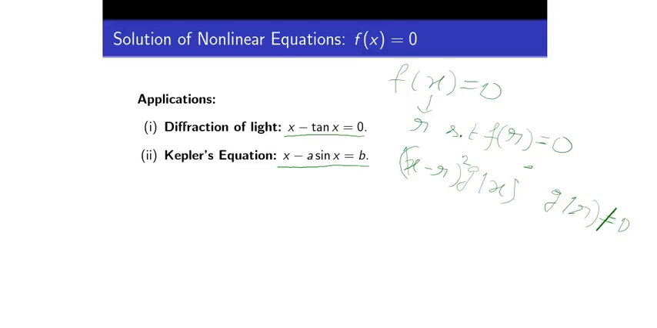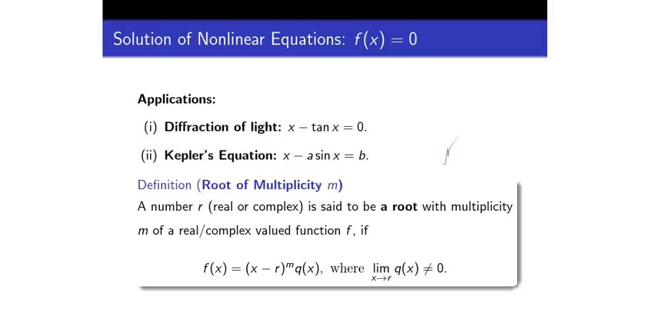So how do we decide the multiplicity of the root? This is the first definition: a given number r is a root with multiplicity m of a real or complex valued function f if you can write f of x as x minus r to the power m times q of x, where q of x does not tend to 0 as x tends to r.